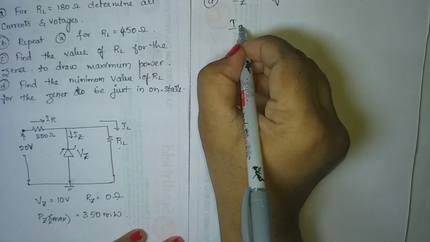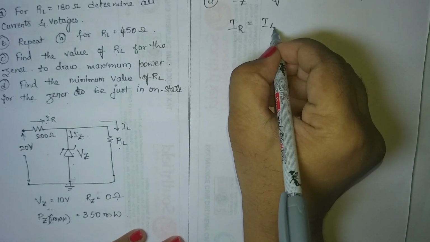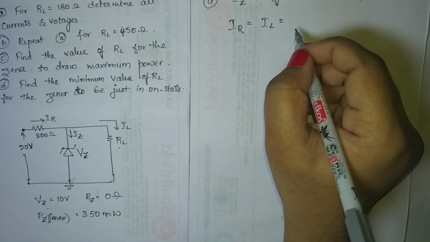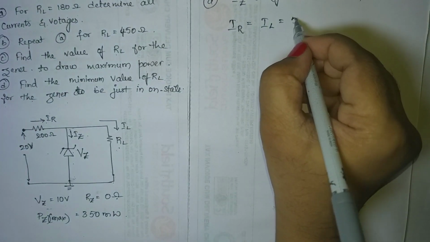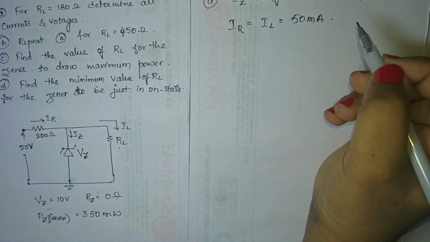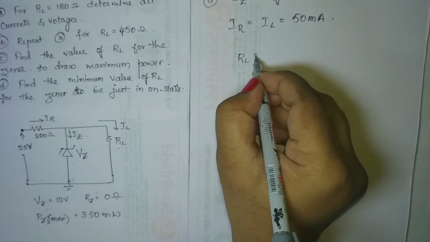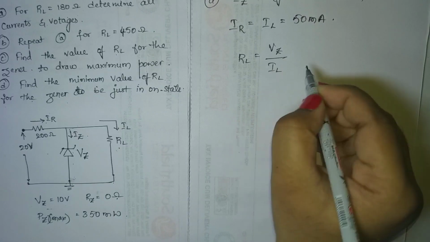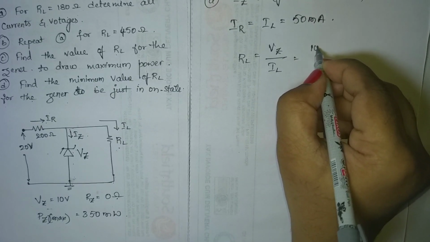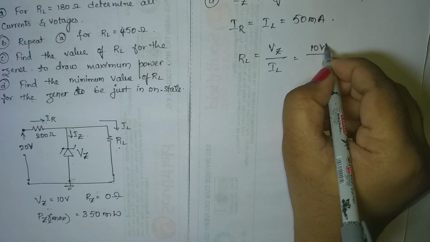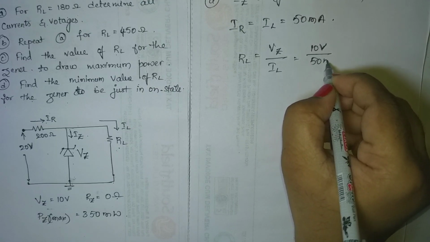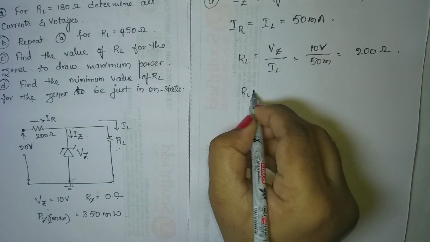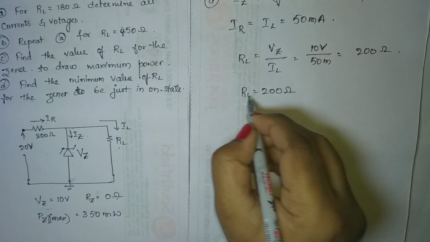That means the IR value will be equal to IL. Again, by using the same formula we solved in the first case, I will get 50 milliamps. Then what is the value of RL? RL is equal to VZ divided by IL. VZ is again 10 volts divided by 50 milliamps, which is 200 ohm. So here the RL value is equal to 200 ohm.